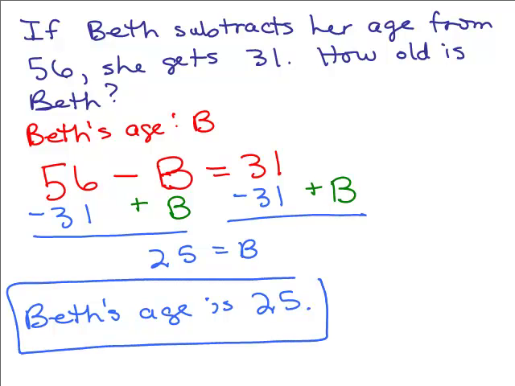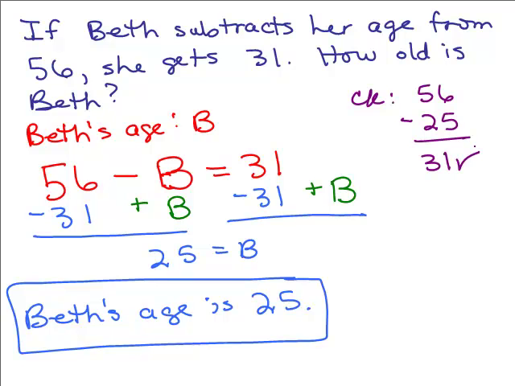Now let's go back to the words and see if this makes sense. If Beth subtracts her age from 56, all right, so for the check, she's going to subtract her age from 56. So she's got to start off with 56 and subtract her age. And we do get 31.